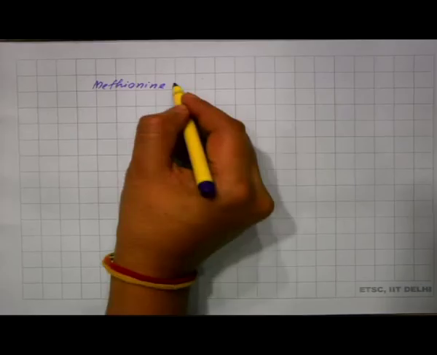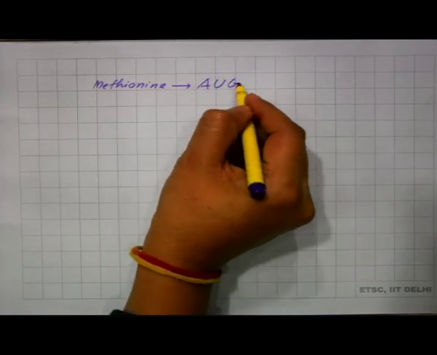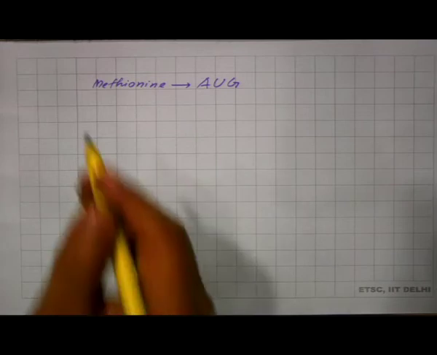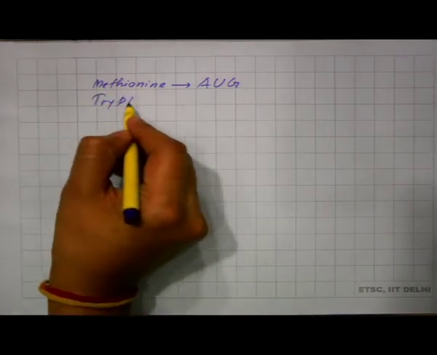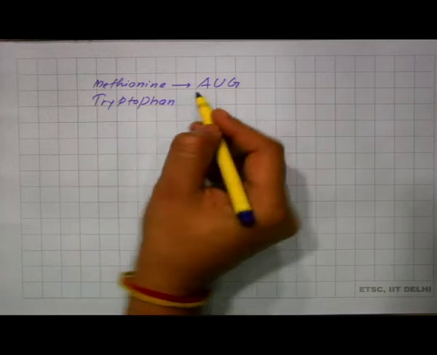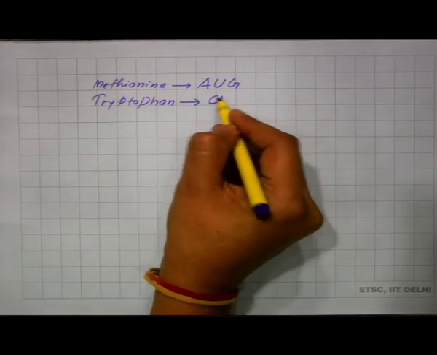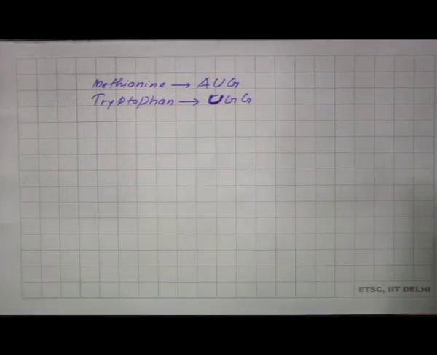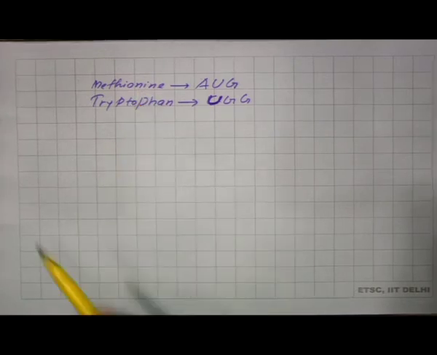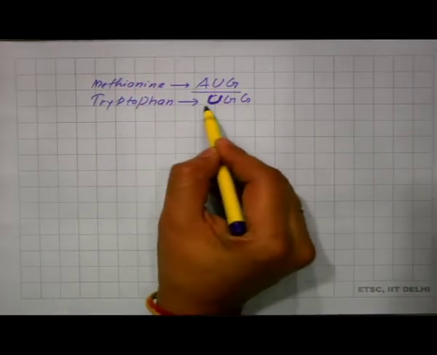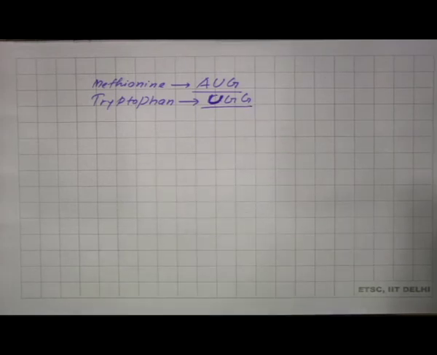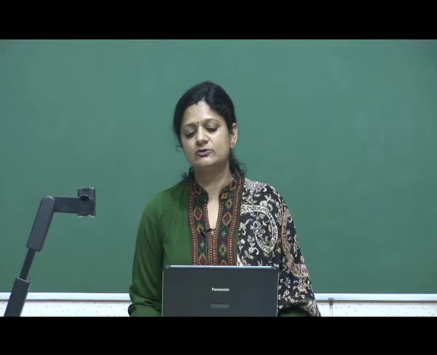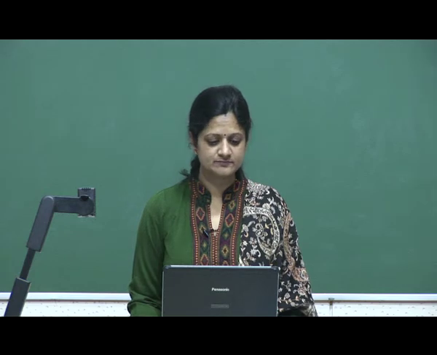methionine, which has only one codon, that is AUG, which is also considered a start codon, and tryptophan, which is coded by UGG. So, these two amino acids are coded by only one triplet codon, while the rest of the amino acids are coded by more than one triplet codon, and this is what degeneracy means.